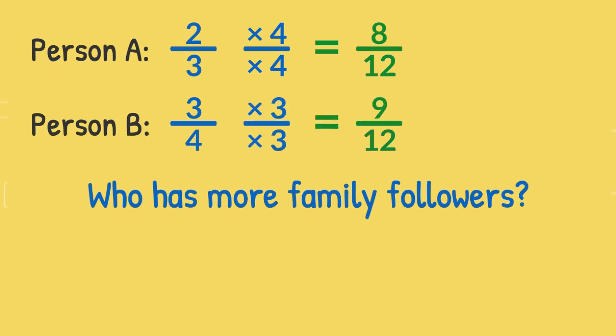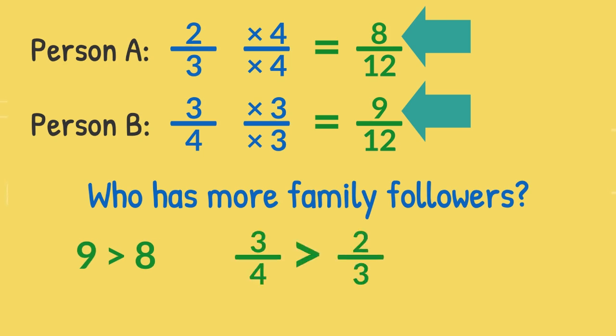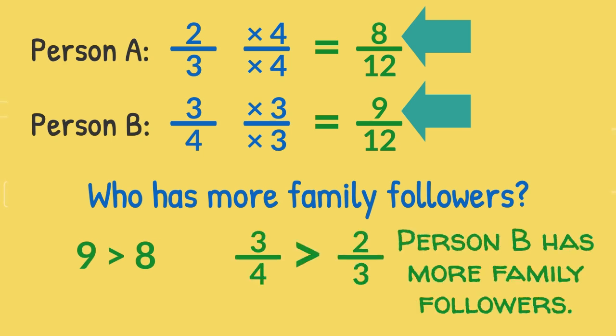Now that both have the same denominator, we simply compare the numerators. 9 is greater than 8, so 3/4 is greater than 2/3. That person has more family followers. Getting common denominators makes comparing them easy.